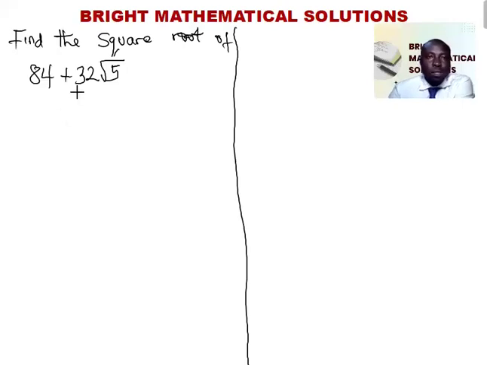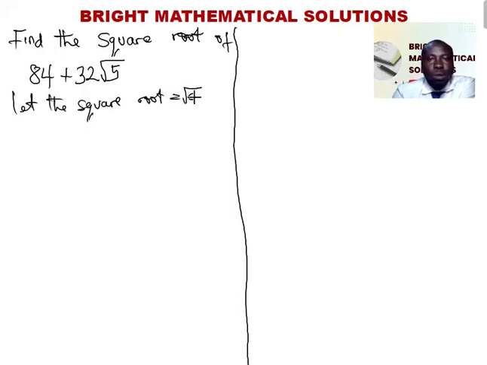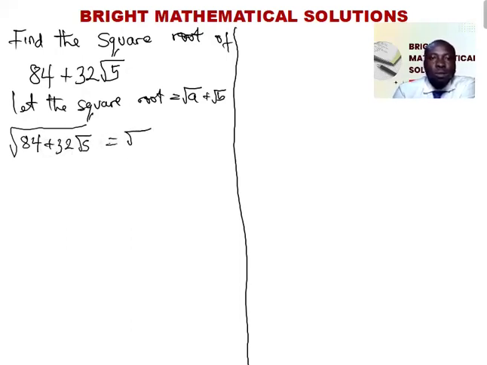Hello, the question says find the square root of 84 plus 32 root 5. So to solve, we'll say let the square root of 84 plus 32 root 5 equal root A plus root B.